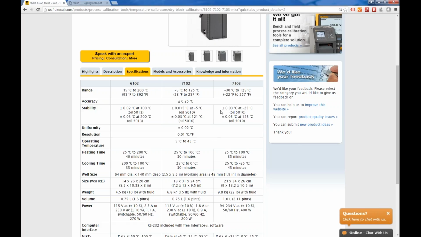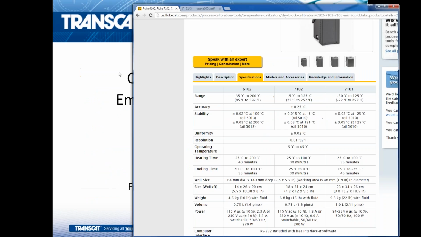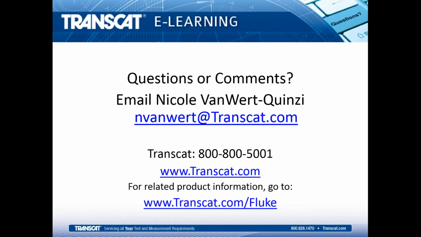When you have cooling, that's something that makes it a little more expensive, but it's not too much more. The 6102 is probably one of our most common. The 7102 is also very common because it covers that often critical 0 degrees Celsius point. Okay. And on Transcat's website, we have a selection guide for microbaths as well as dry blocks, so that you can compare side by side these units and the specs and limits of each.